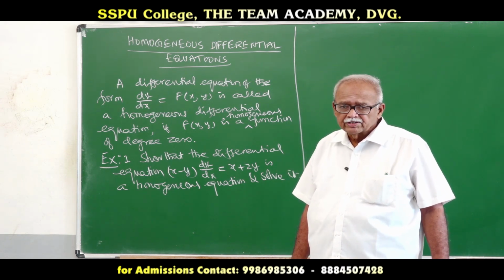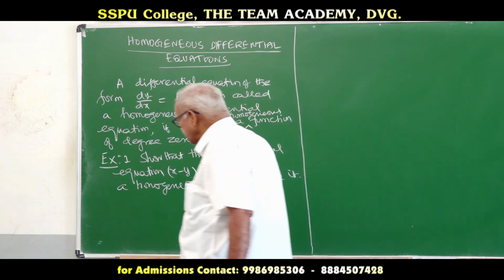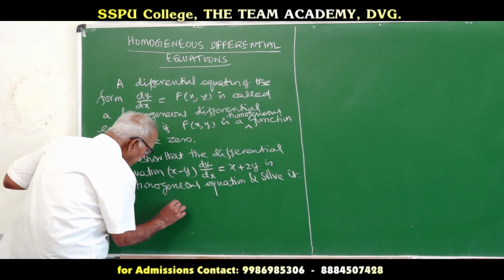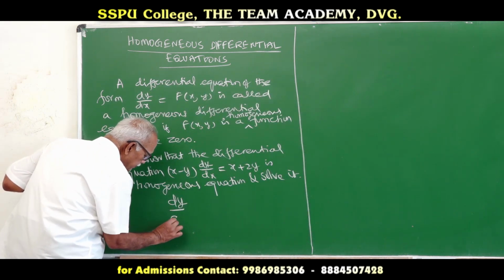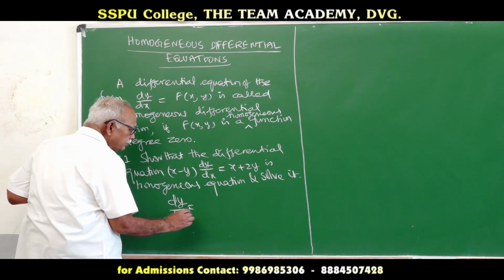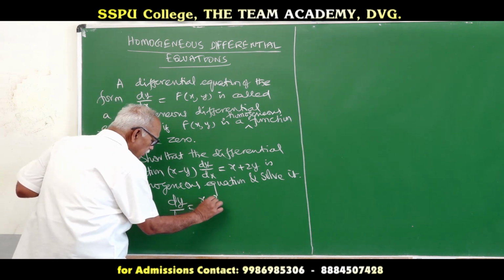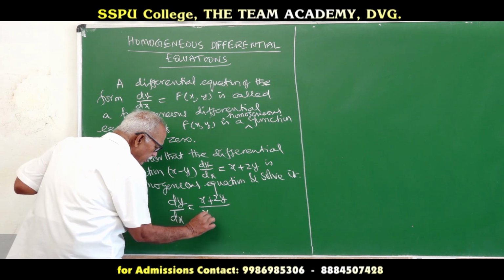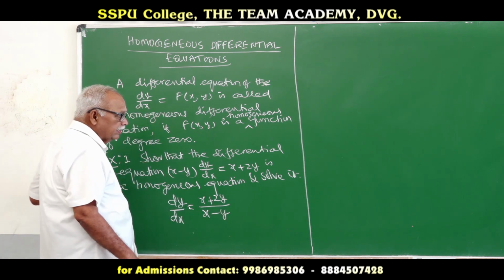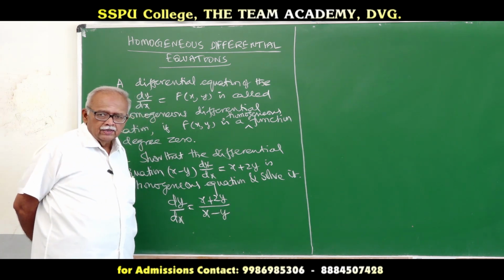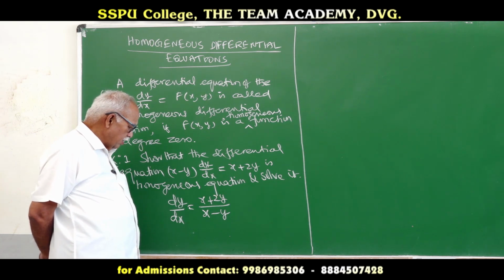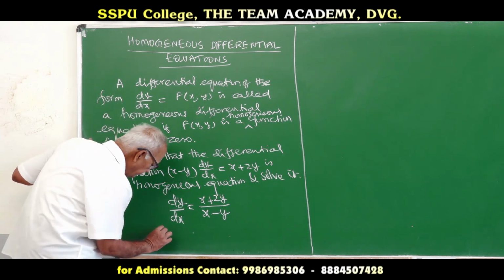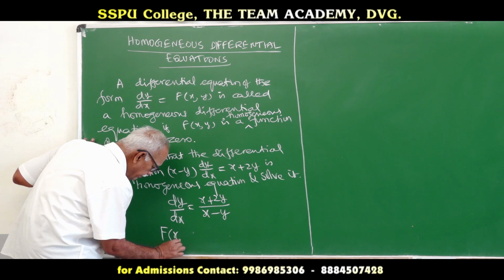So, what is the differential equation that has been given to us? You can see dy by dx is equal to x plus 2y divided by x minus y. Now, what is the function given here?